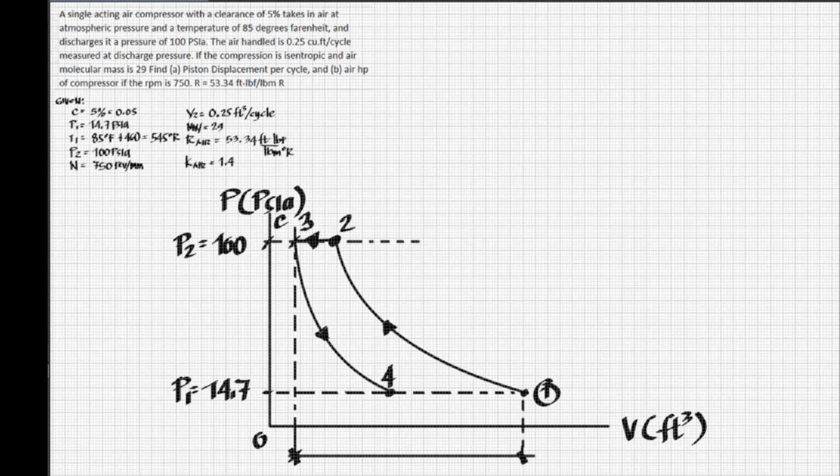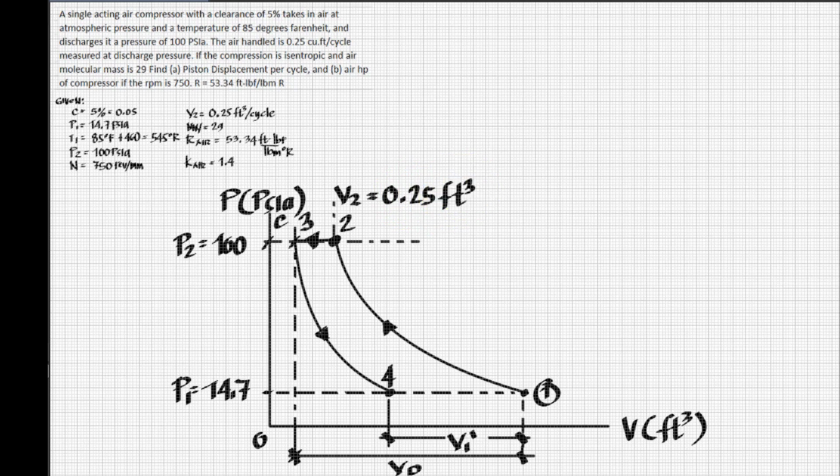Now this represents my volume displaced, call this VD, and the other one starting from 4 to 1, that will be my B sub 1 prime. Now B sub 1 prime represents how much air is being taken in during the suction stroke. Okay, and I have the value of my B sub 2, this part, so that will be 0.25 cubic feet.